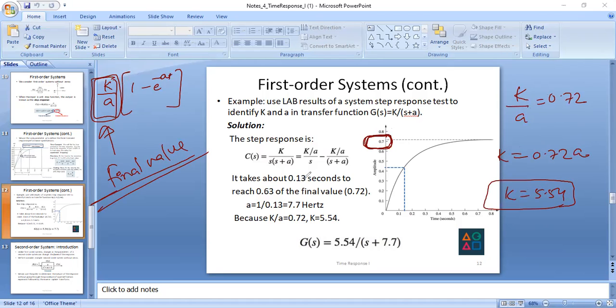So what you have to find is G of S. G of S is nothing but K value, 5.54 upon S plus 7.7. Is everything fine?